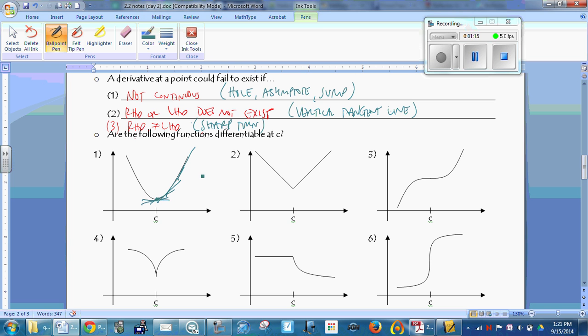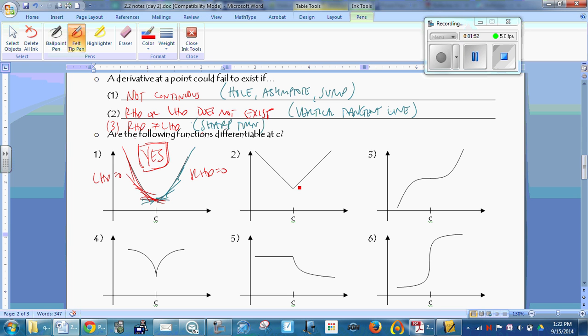So we have a positive slope, but it's approaching 0. On the left-hand side, we have a negative slope, but as we get closer and closer to c, again, that slope is getting less and less steep, and it's approaching a slope of 0. So our right-hand derivative is going to be 0, and our left-hand derivative is going to be 0. So from both sides, we're approaching a slope of 0. So they're equal and they both exist, so yes, this is differentiable for number one.